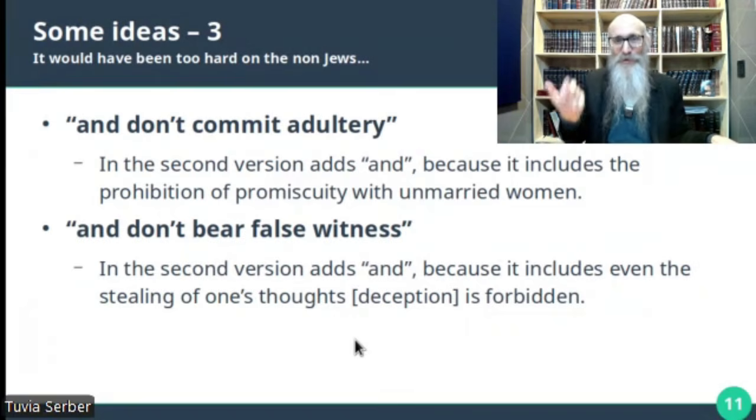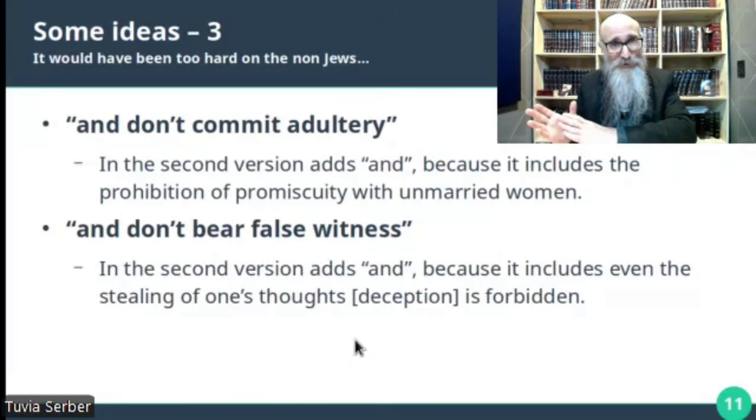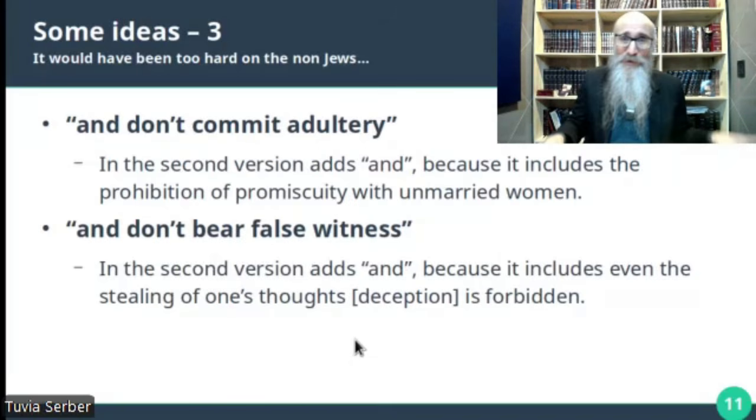The first version of the Ten Commandments was like a lighter version, much easier version, permissible version, and the second version is much harder because the first one was for the non-Jews, they rejected it, and the second one is for the Jews. And we accepted it.